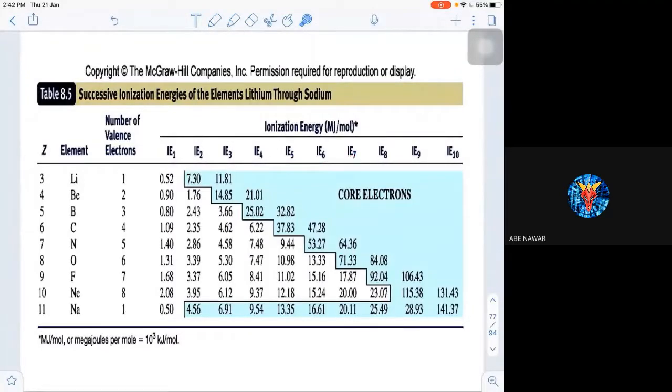We know that oxygen has 6 valence electrons. The 7th ionization energy, which is this 71.33, is the energy required to remove the first inner electron, the first core electron. So it has 6 valence electrons before the jump.